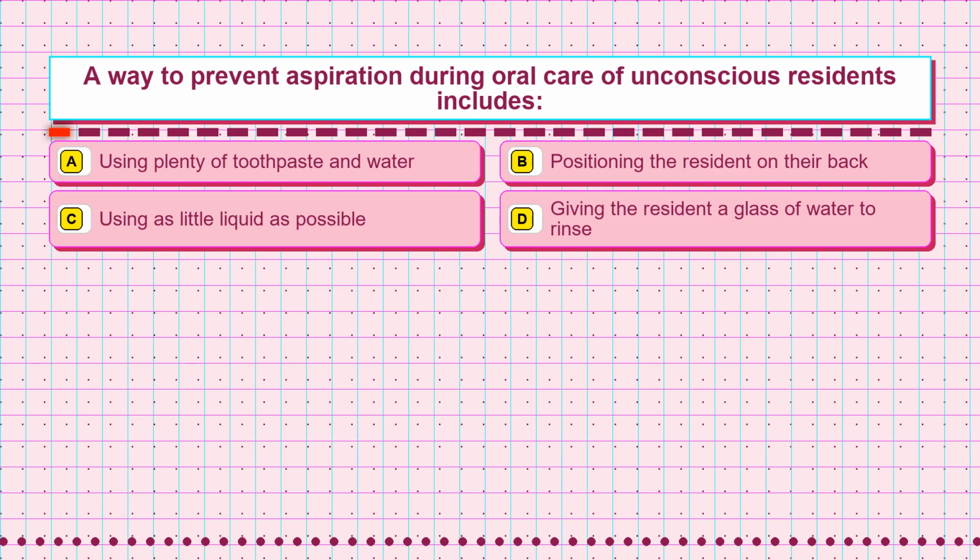Question 11. A way to prevent aspiration during oral care of unconscious residents includes: Option A. Using plenty of toothpaste and water. Option B. Positioning the resident on their back. Option C. Using as little liquid as possible. Option D. Giving the resident a glass of water to rinse.